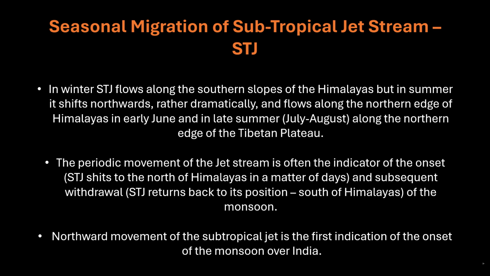STJ shifts to the north of the Himalayas in a matter of days, and on subsequent withdrawal, STJ returns back to its position south of the Himalayas. Northward movement of the subtropical jet is the first indication of the onset of the monsoon over India.